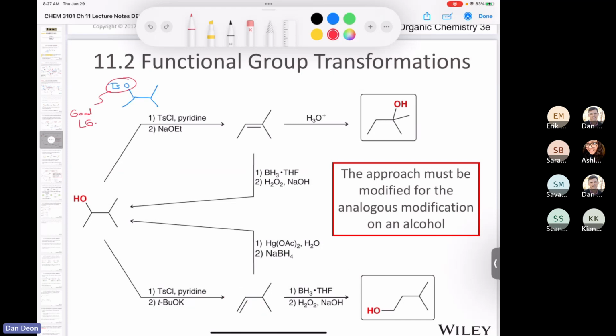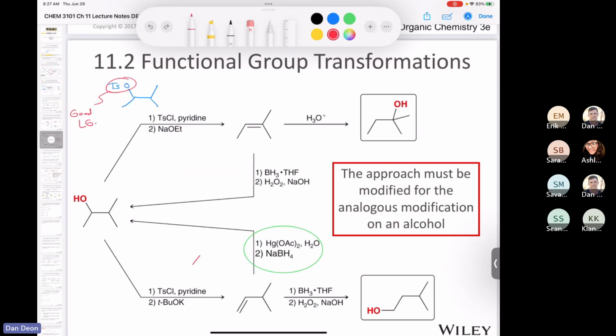And of course, I do want to highlight this reaction right here, which is one that was not shown on the previous slides. But this is how we do the Markovnikov addition of water and avoid carbocation rearrangements. Because if you were to use this alkene to do a Markovnikov addition of water just using H3O+, you would end up with this intermediate.